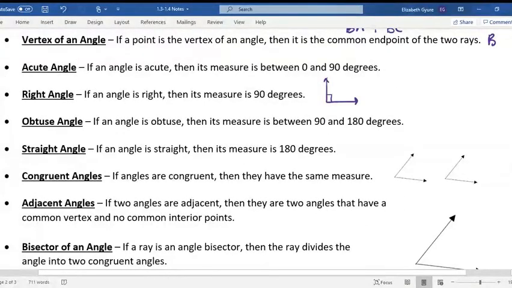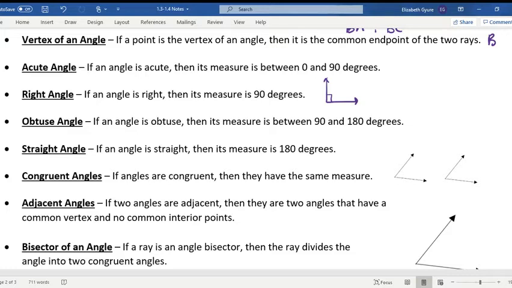Obtuse angle. If an angle is obtuse, then its measure is between 90 and 180 degrees. A straight angle. If an angle is straight, then its measure is 180 degrees. So a straight angle is also formed by opposite rays. So that's something to tie together.